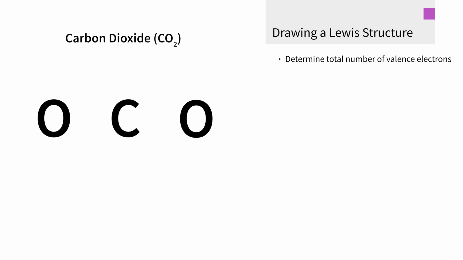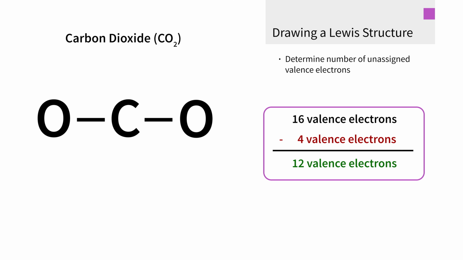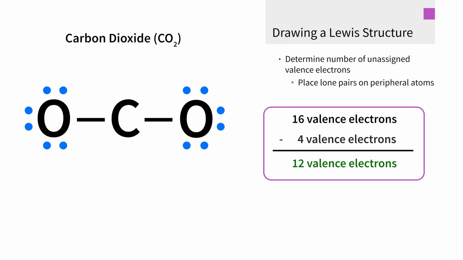Third, the atoms must be connected by at least one bond, so begin by drawing single bonds to connect them. Next, determine how many valence electrons have yet to be assigned. We know the compound has a total of 16. Subtract 2 for each single bond, and we see that we now need to pass out an additional 12 electrons. Place these lone pairs on the peripheral atoms in an attempt to give each a full octet.